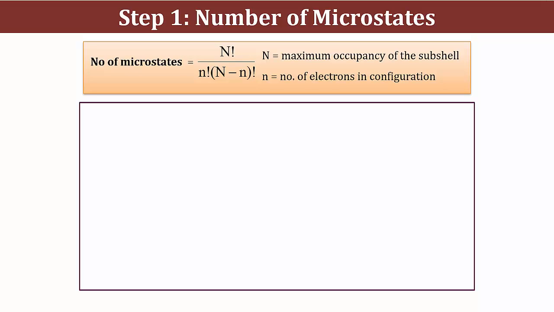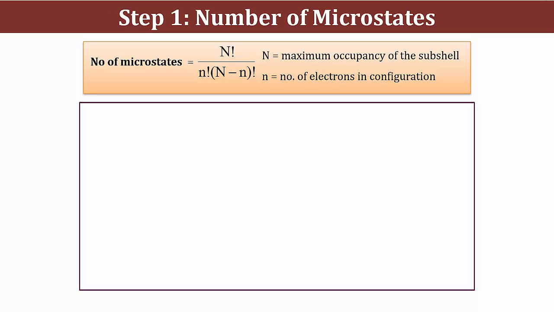In this video, we will be discussing the microstate table for the NS1 NP1 configuration. In the first step, we calculate the number of microstates using the factorial formula. The number of microstates is equal to capital N factorial divided by small n factorial into capital N minus small n factorial.